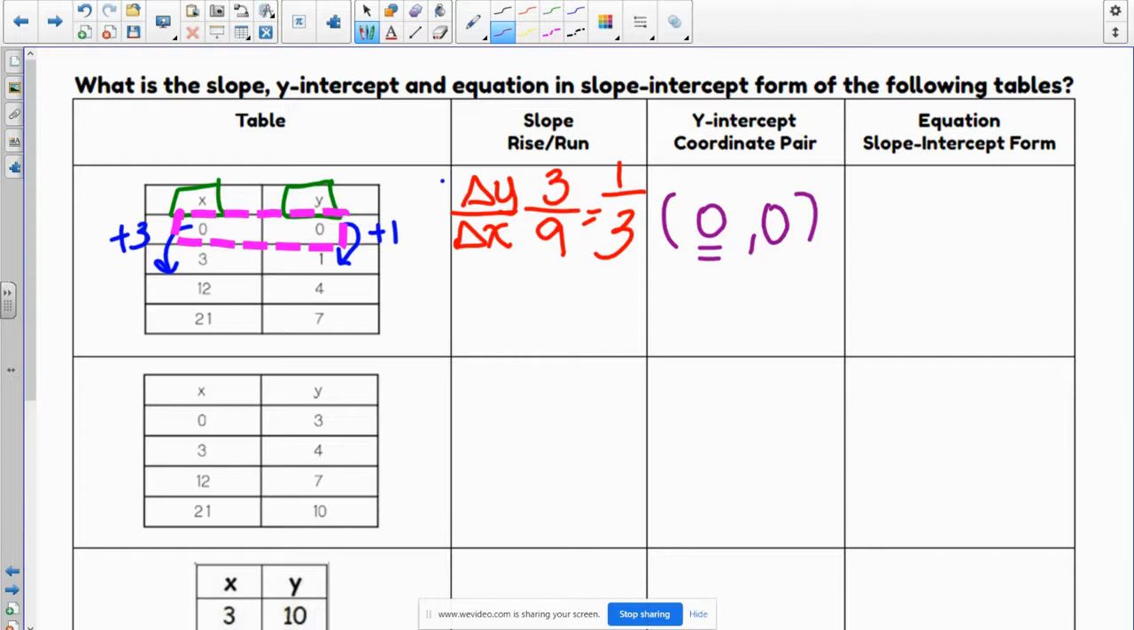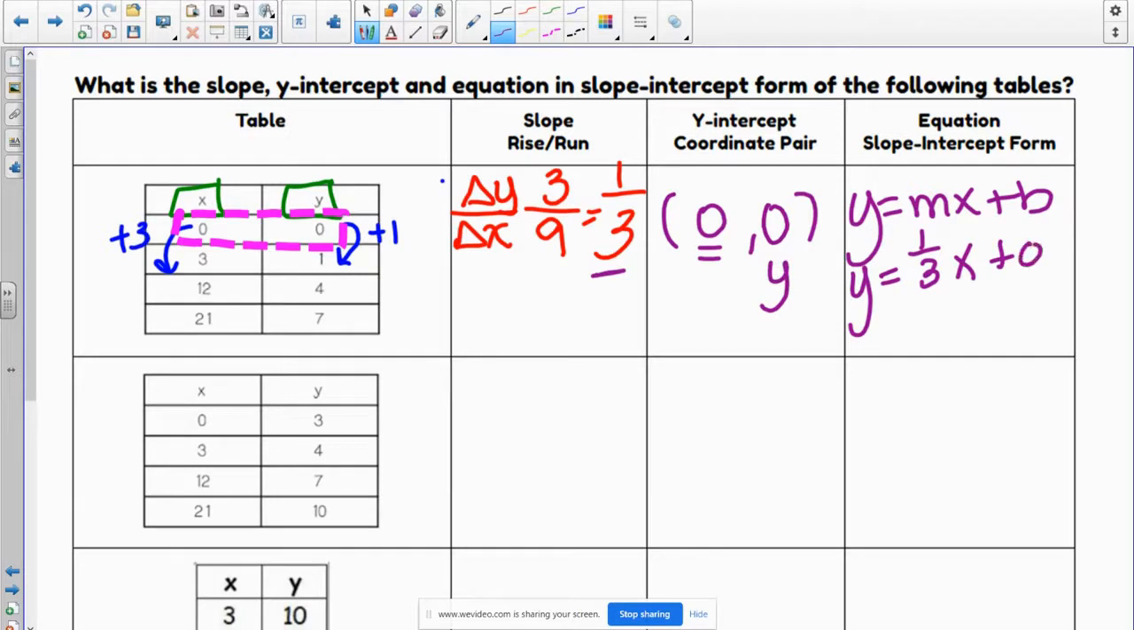And then the last step is to put it into the correct equation format. And you learned that in the last lesson. So again, here's your correct format. Remember, y stays as the variable. m is your slope, which in lowest terms is 1/3. x, and then plus your y-intercept, remember, is the y value here of 0.